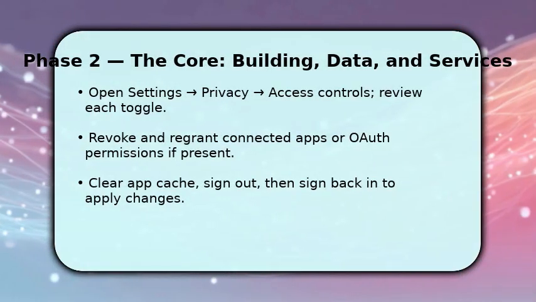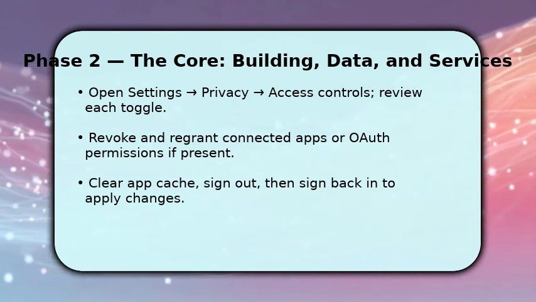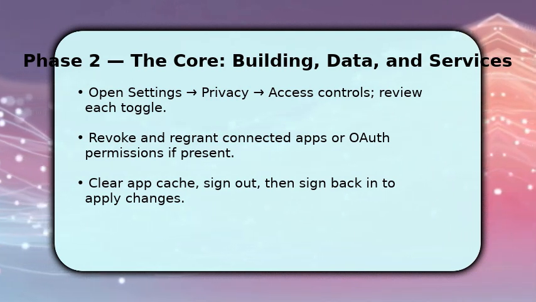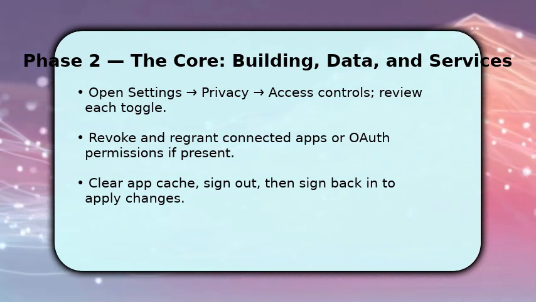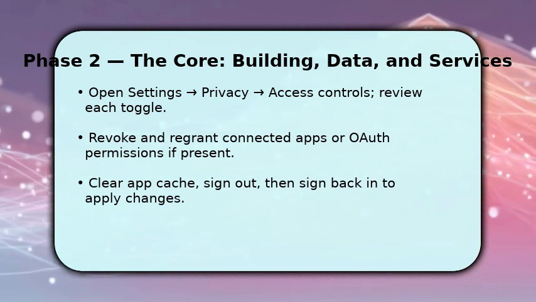You then go into settings and focus on privacy and access controls. Inspect each toggle and disable any restrictive options that may trigger the block. If the app was linked to third-party logins, revoke and then reauthorize those OAuth connections to refresh permissions.